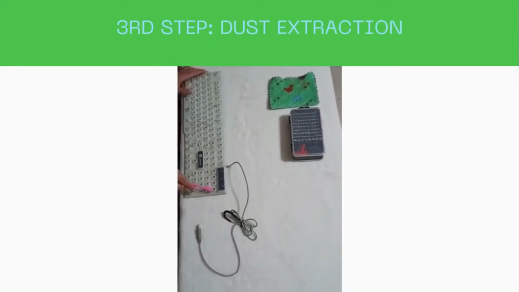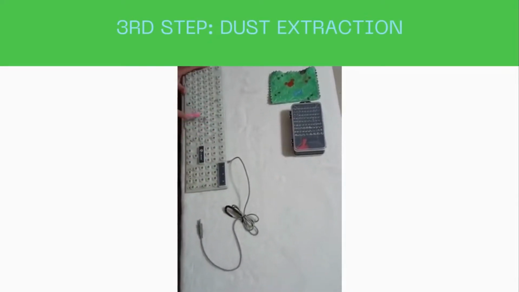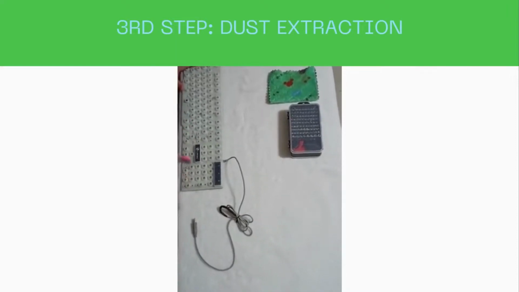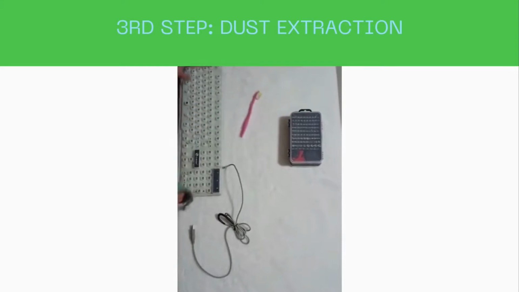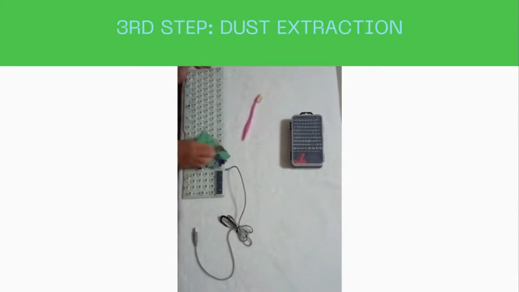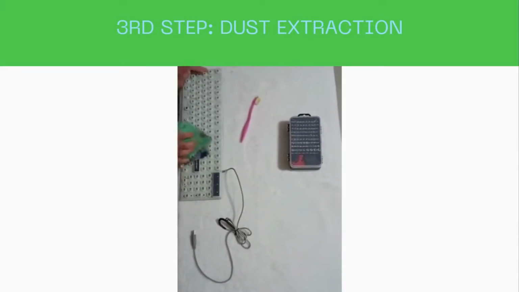The third step is dust extraction. Dirty materials are put into conveyor belts which use a shaking process in order to remove dust or grime. It can also be done easily with the use of cleaning cloths or materials.